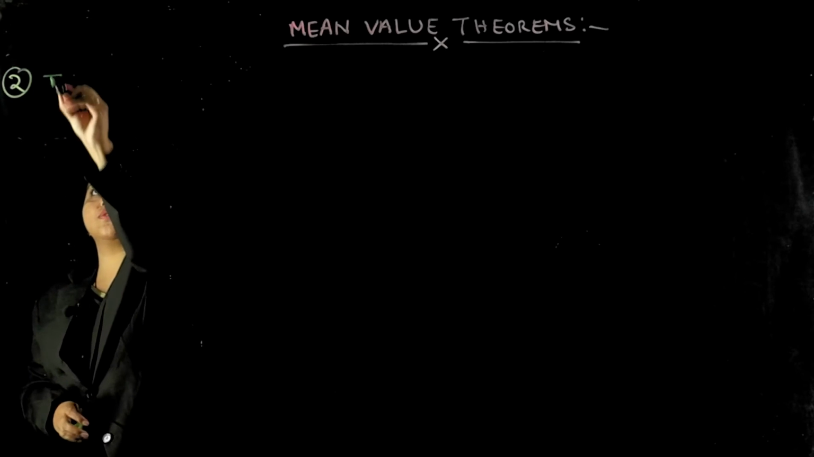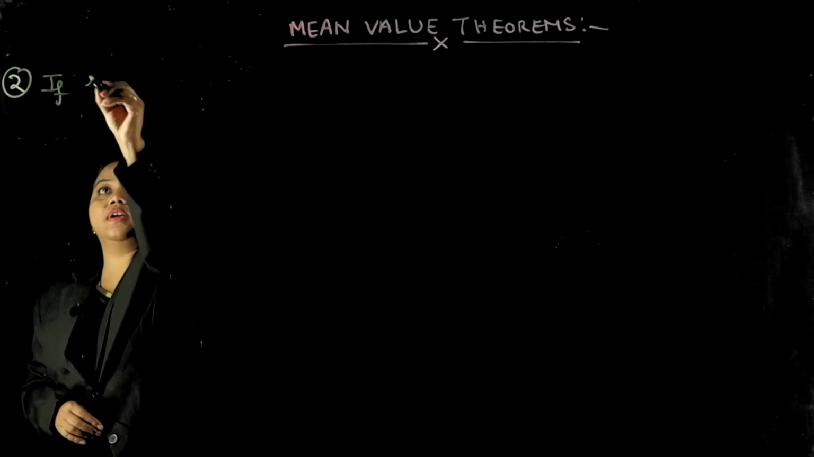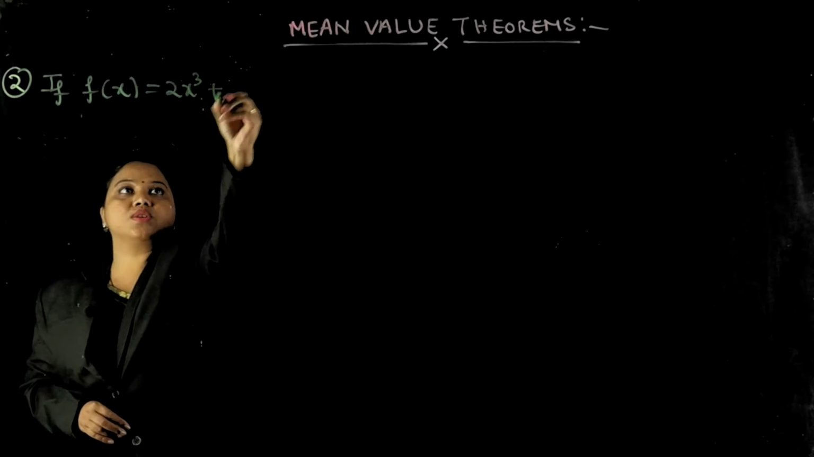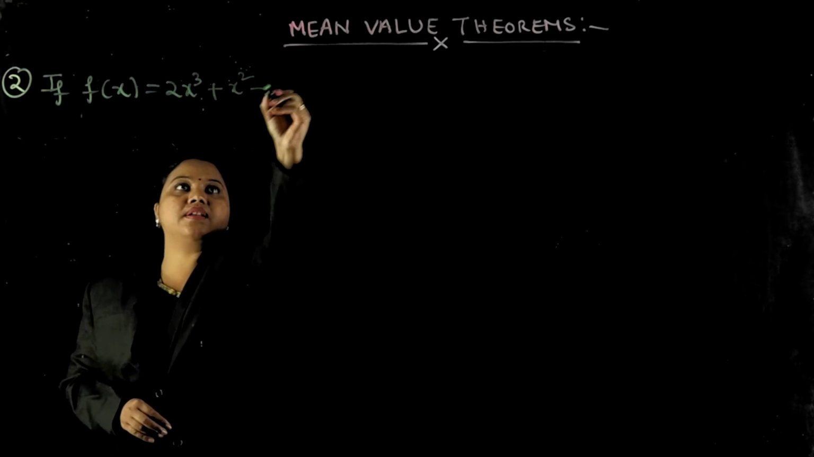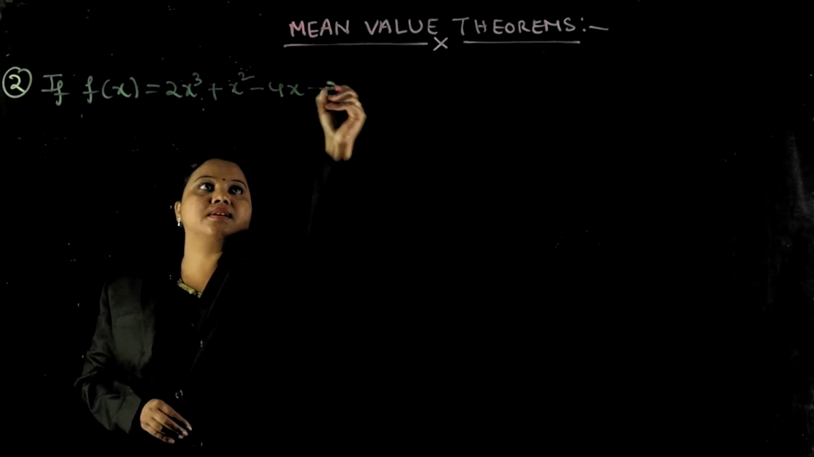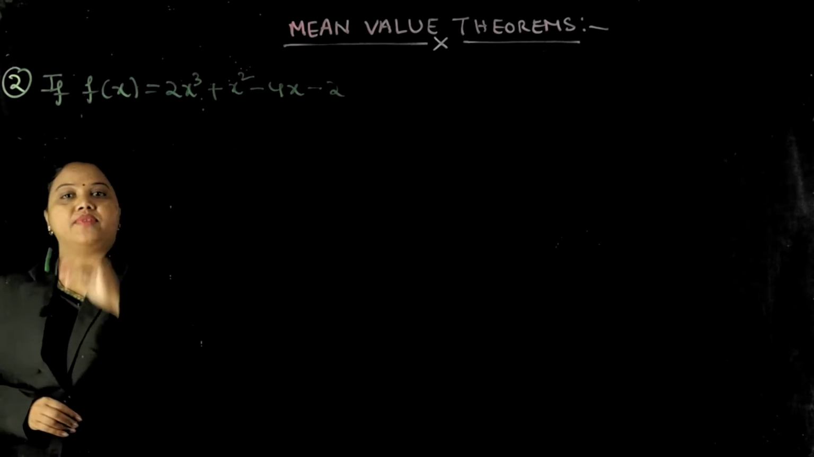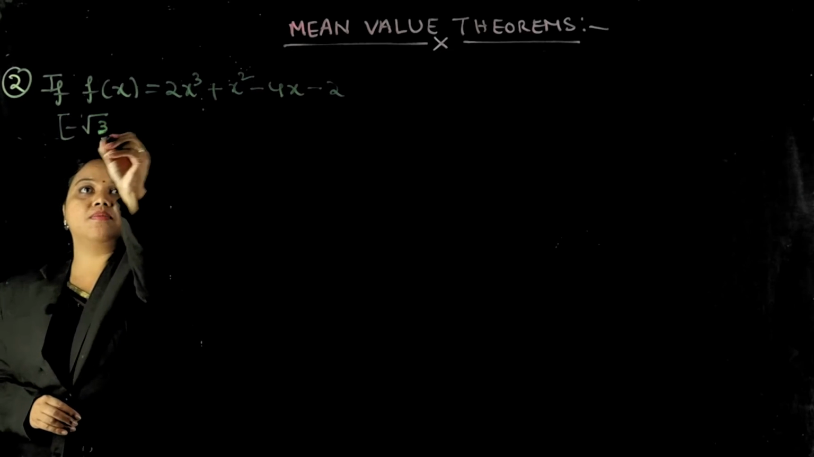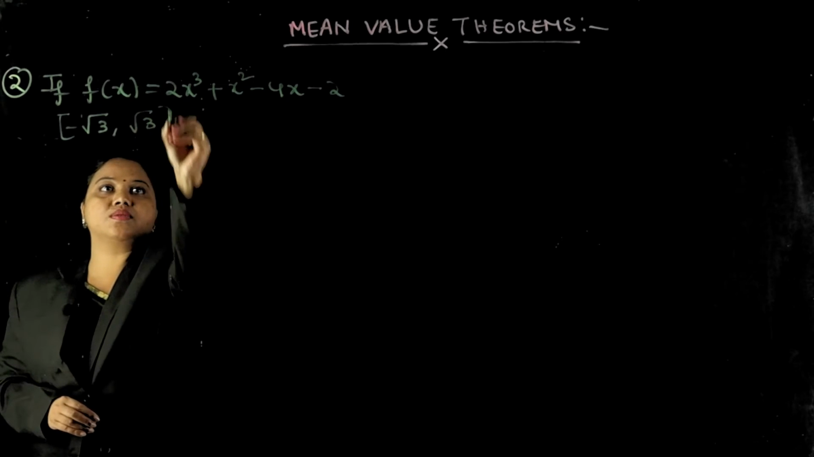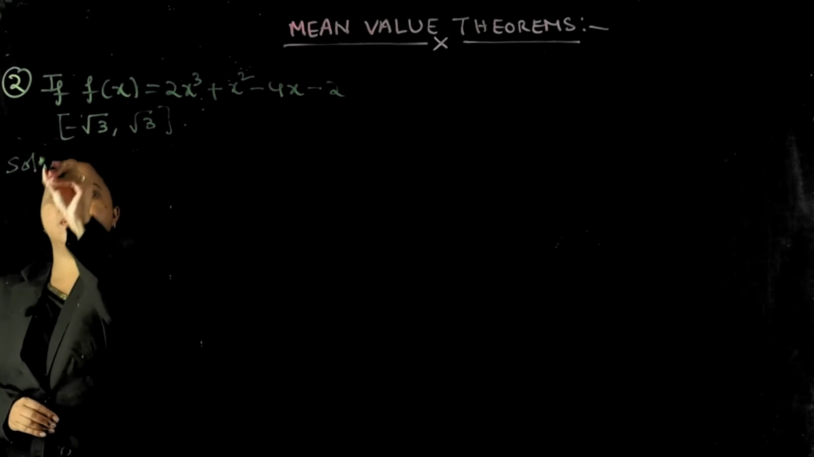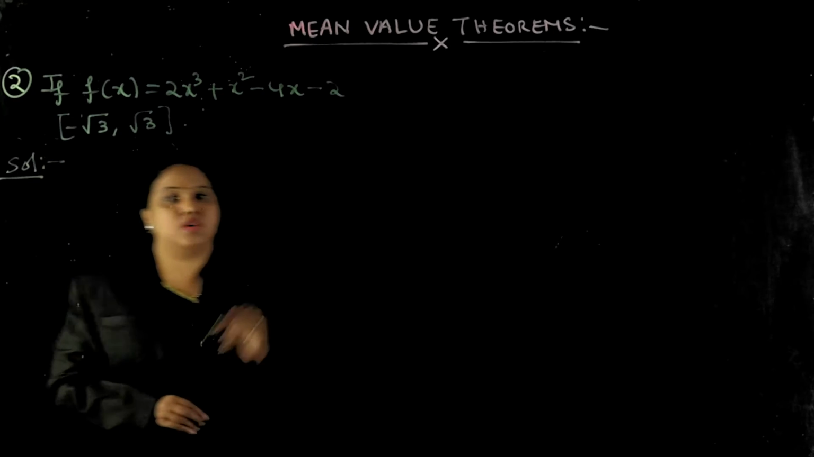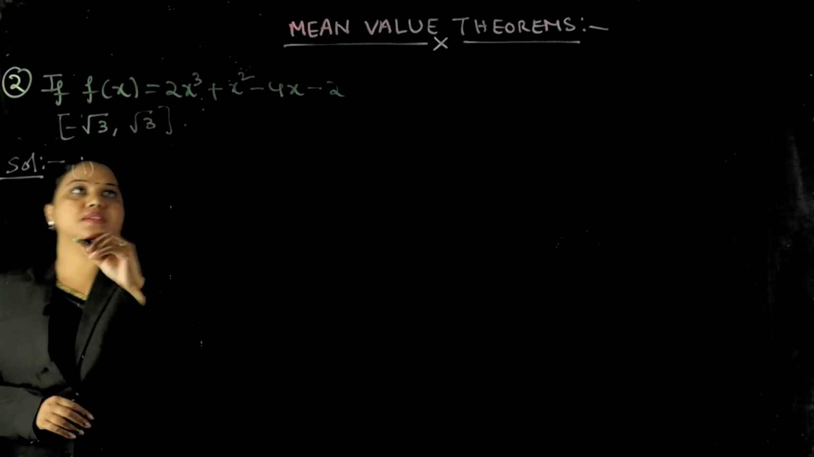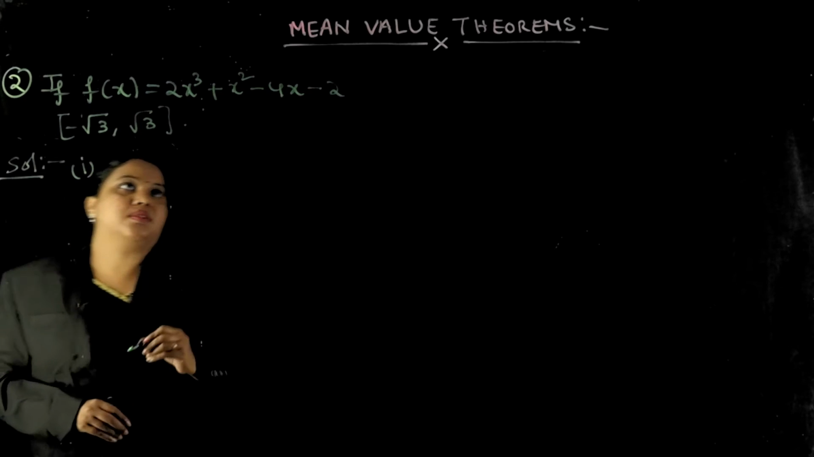So this Rolle's mean value theorem: if f of x is equal to 2x cube plus x square minus 4x minus 2, verify whether it satisfies Rolle's mean value theorem in the interval -√3, √3. I think you have got a very clear idea about all the concepts. Now we will be doing it a little bit fast. So this is f of x is equal to this one.